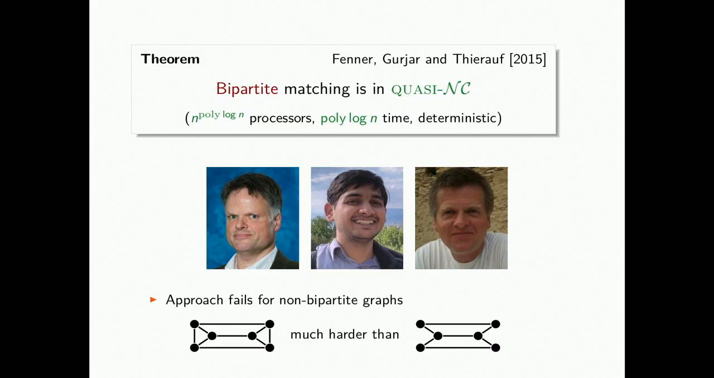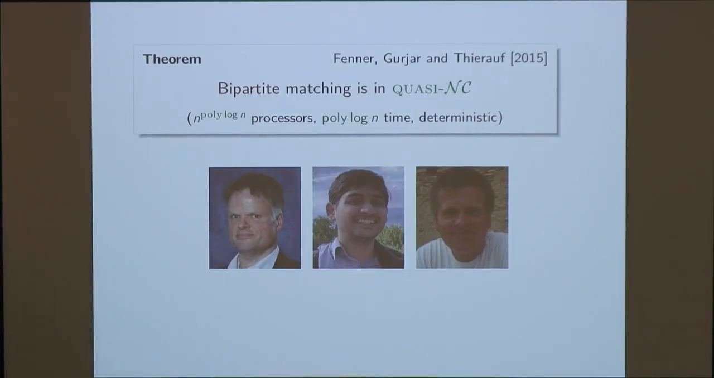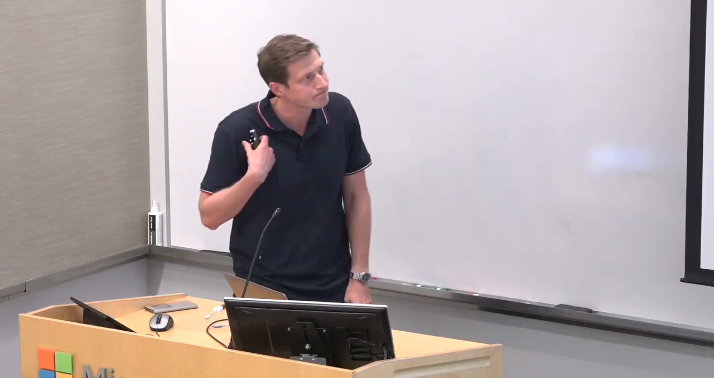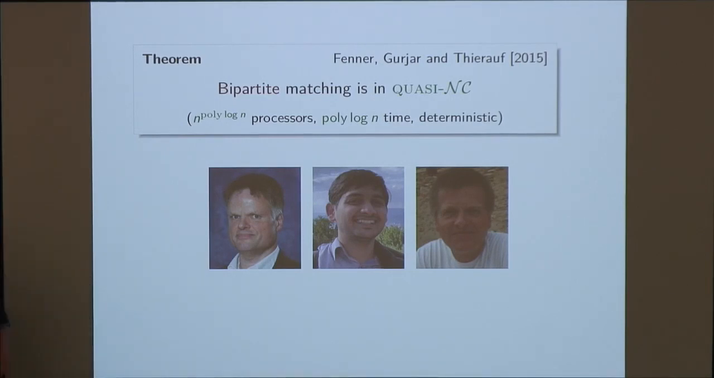But in a major progress, Fenner, Gurjar and Thierauf proved that bipartite matching is in quasi-NC. So what is quasi-NC? Now you allow yourself even more processors, n to the power of poly, so quasi-polynomially many processors, n to the power of polylogarithmic, but you're still really fast. That's a lot of processors, but in comparison, the prior results required exponentially many processors. So it was a big improvement over what we knew how to do before.